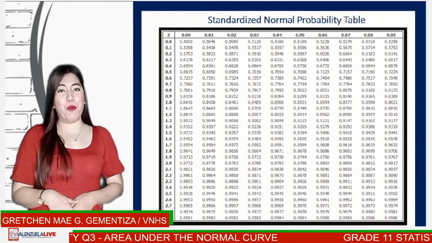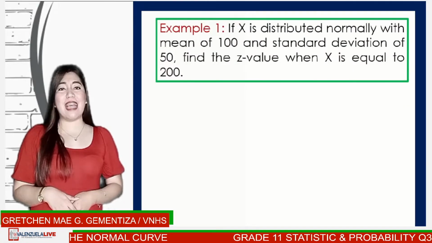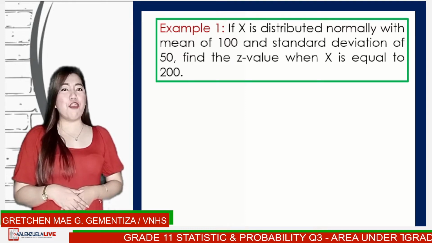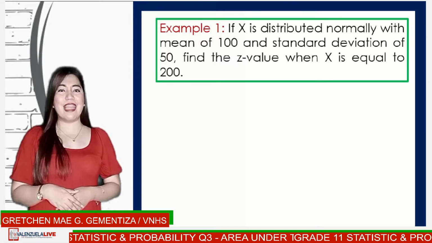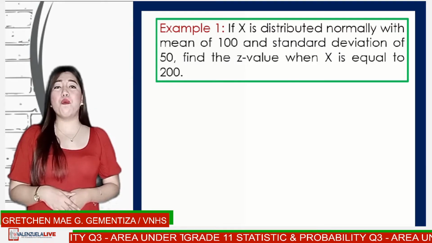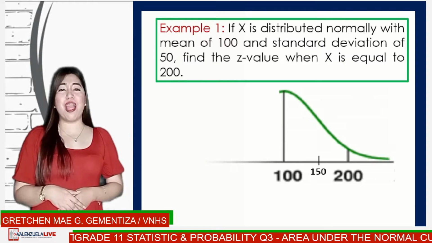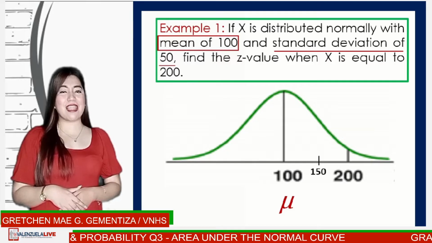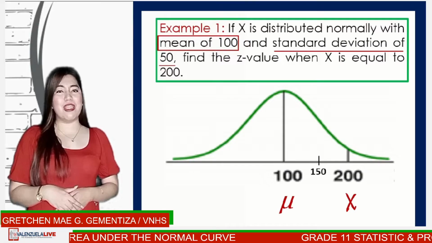Let us learn more about normal probability distribution by analyzing the following examples. Example number 1. If x is distributed normally with mean of 100 and standard deviation of 50, find the z-value when x is equal to 200. Mean and standard deviation are given in the problem, and we are asked to convert x, which is equal to 200, into standard normal distribution.